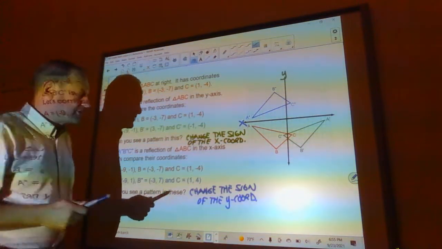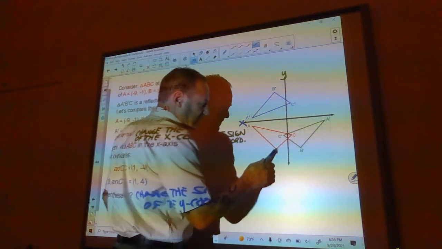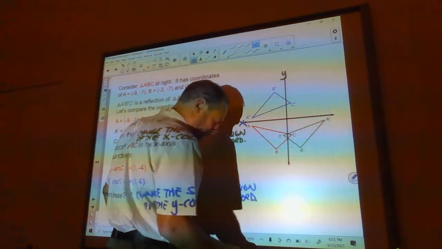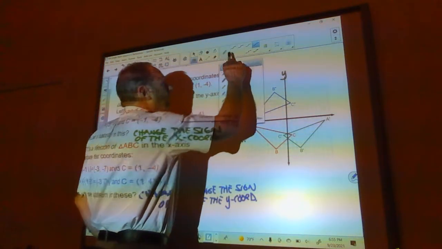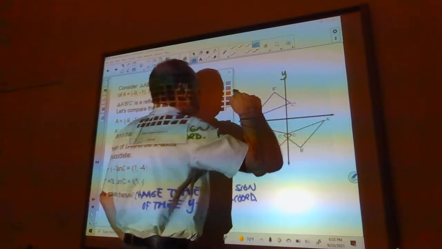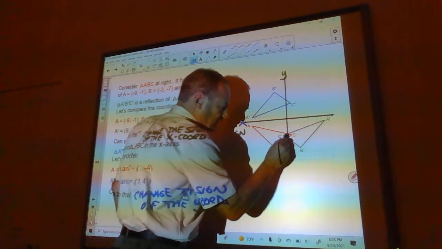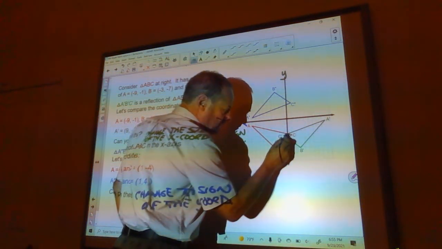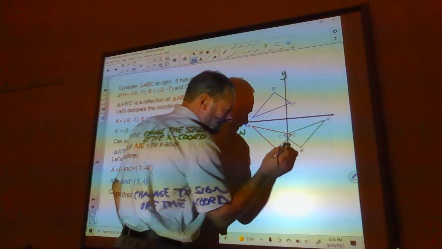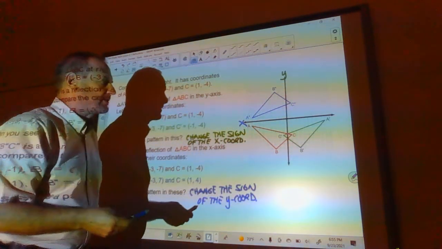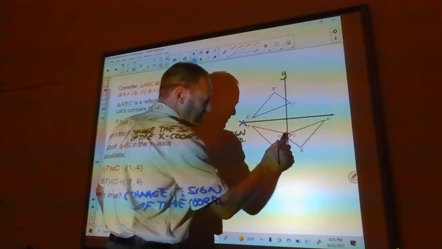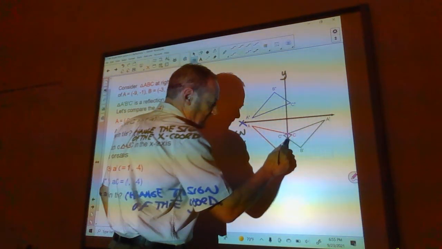Notice this too. When I reflect this in the y-axis here, any point on the red triangle that touches the y-axis, like this point right here, also touches the y-axis with the green one. So here and here.